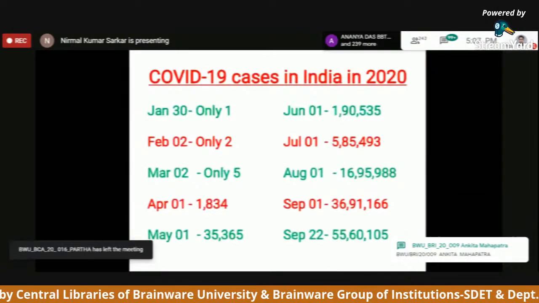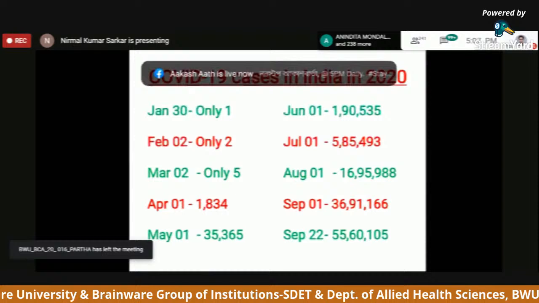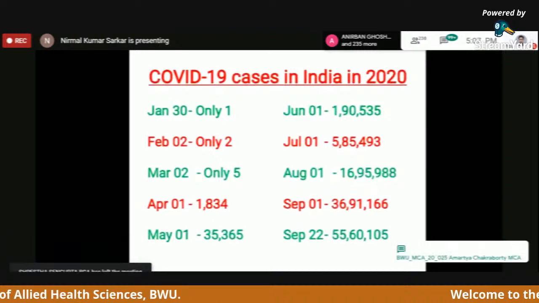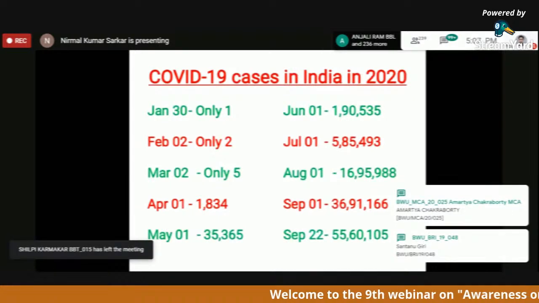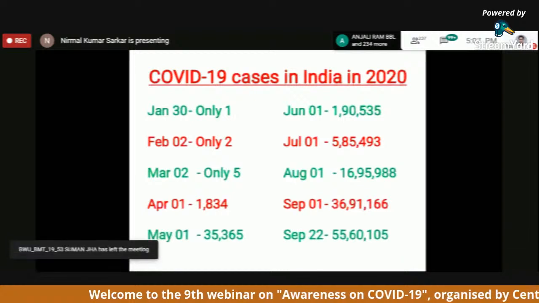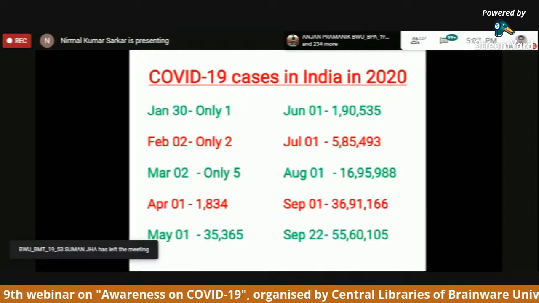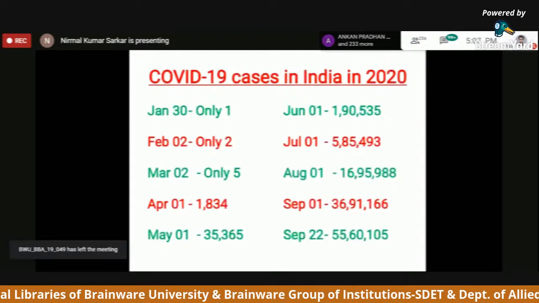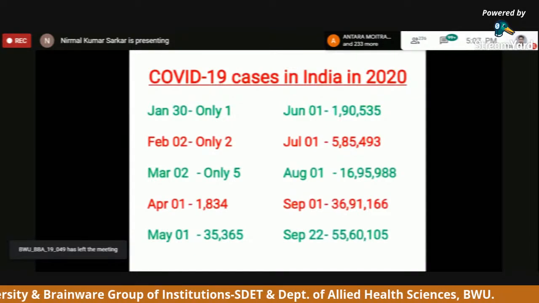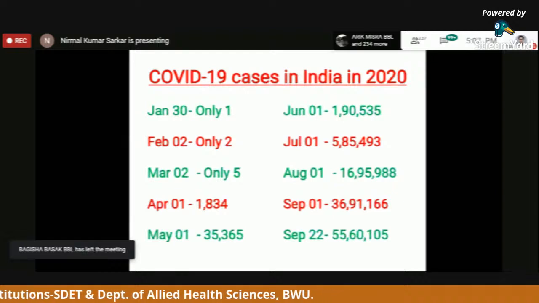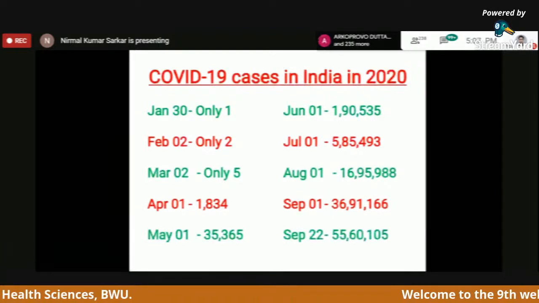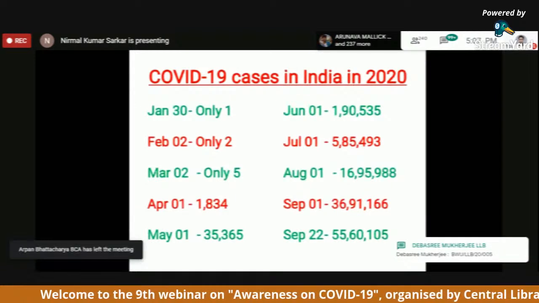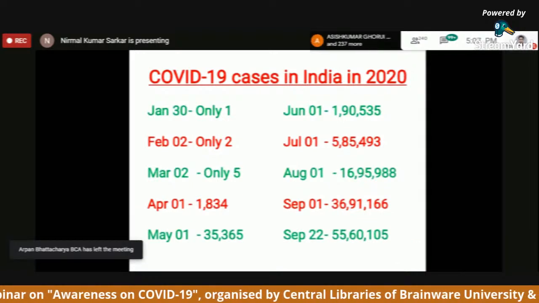Now, what is the Indian scenario? The first COVID-19 case was detected on January 30 in Thrissur of Kerala. After 2 months, that is on April 1, the number became 1,834. And after January, or after 8 months, the number has already crossed 61.4 lakh today and is likely to reach 63 lakh by the end of September, that is by tomorrow midnight.